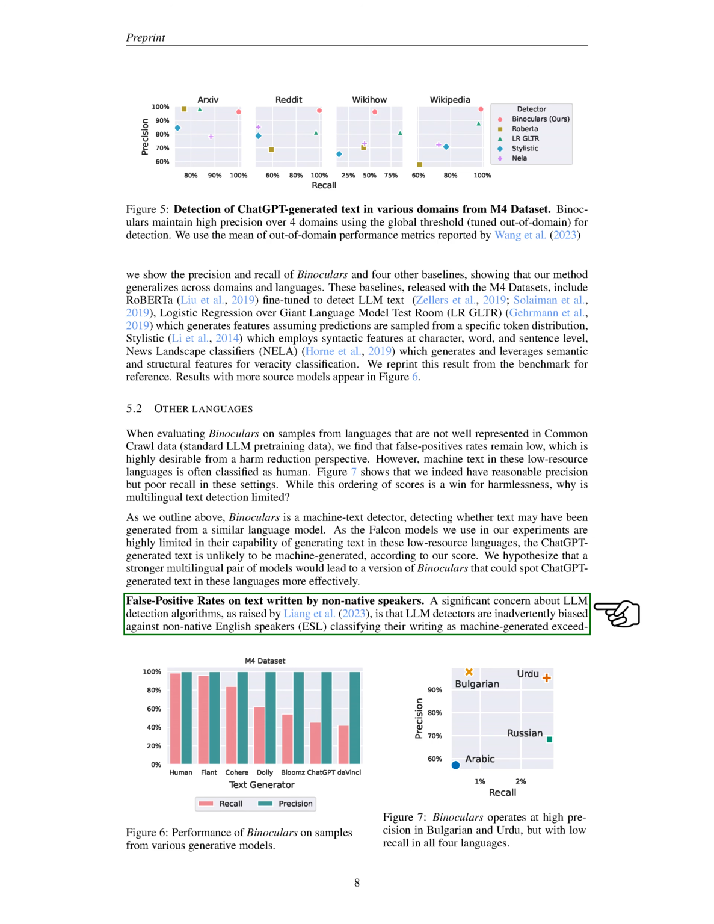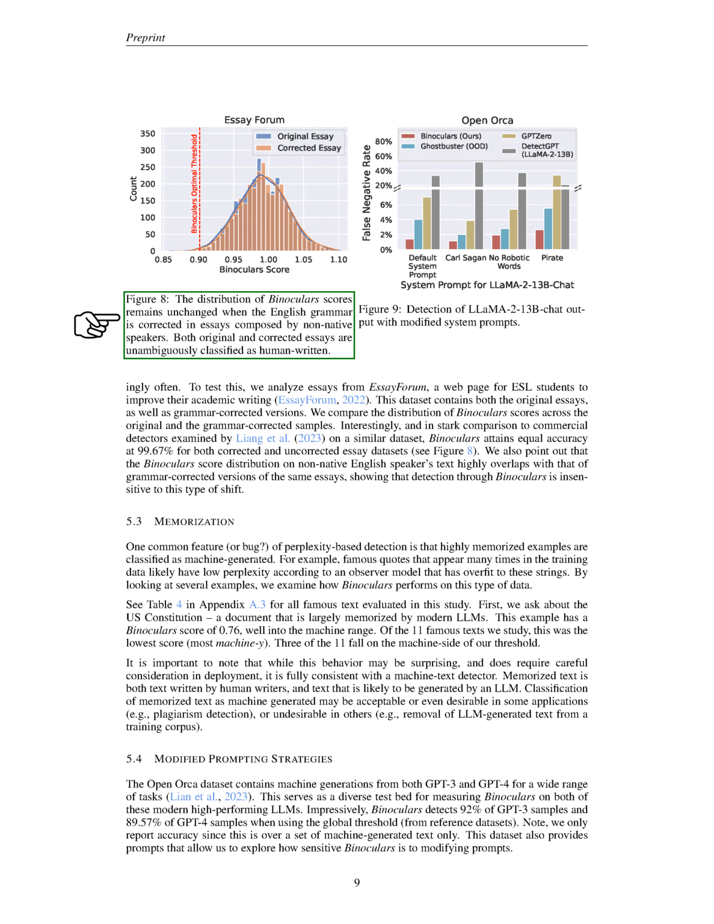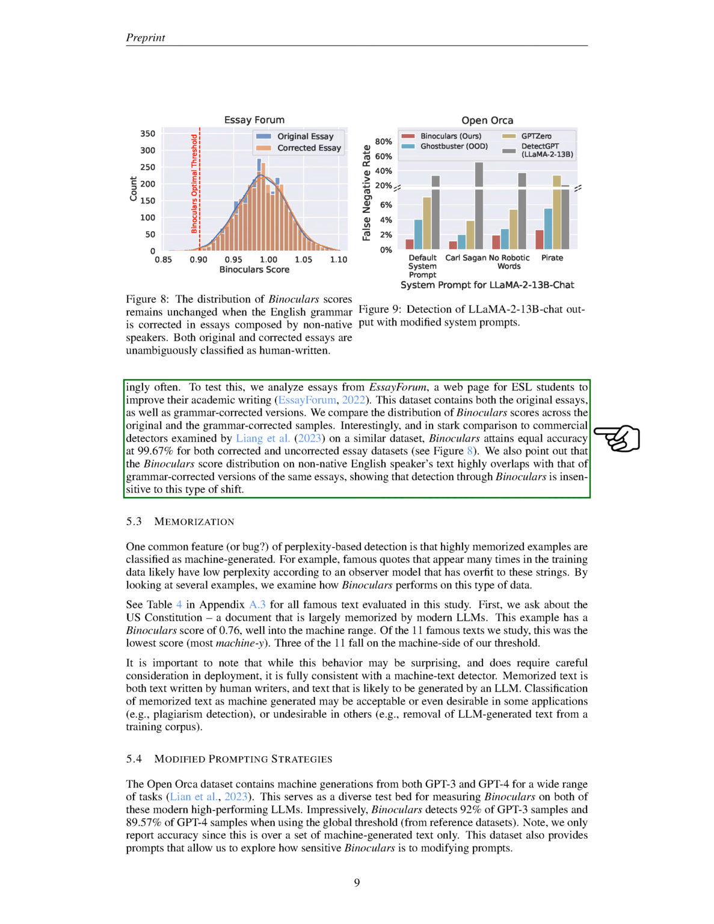A significant concern about LLM detection algorithms is that they might be biased against non-native English speakers, often misclassifying their writing as machine-generated. To test this, we analyzed essays from Essay Forum, a website for ESL students to improve their academic writing. We compared the distribution of Binoculars scores across the original and the grammar-corrected samples. Interestingly, Binoculars achieved equal accuracy of 99.67% for both corrected and uncorrected essay datasets. This shows that Binoculars is not sensitive to this type of shift.